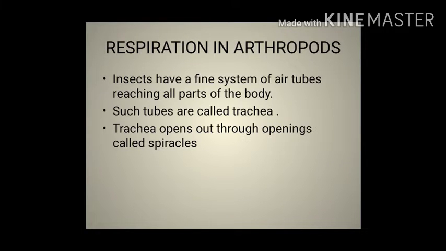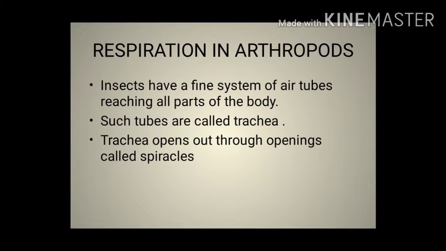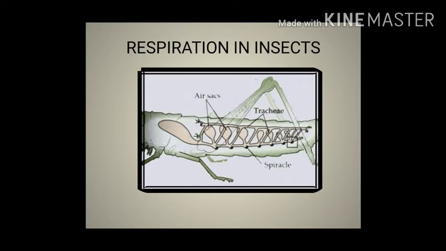Respiration in arthropods. Insects have a fine system of air tubes reaching all parts of the body. Such tubes are called trachea. Trachea opens out through openings called spiracles. Now this diagram shows the spiracle, the tube called trachea, and the air sacs which are attached to the trachea.